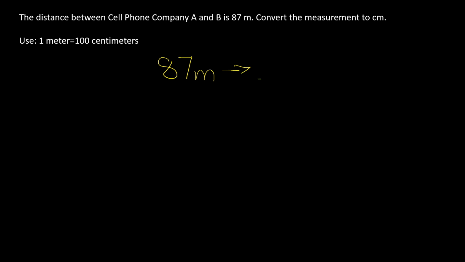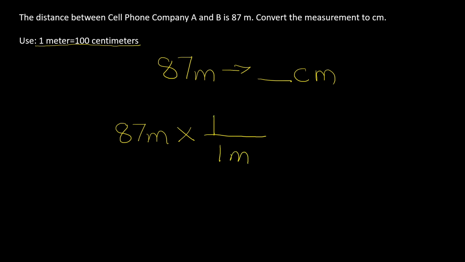Now we can use the conversion factor here. So again, let's write 87 meters multiplied by the conversion factor. So we need to write 1 meter on the denominator and 100 centimeters on the numerator. Then let's multiply. First, let's cancel meter and meter.